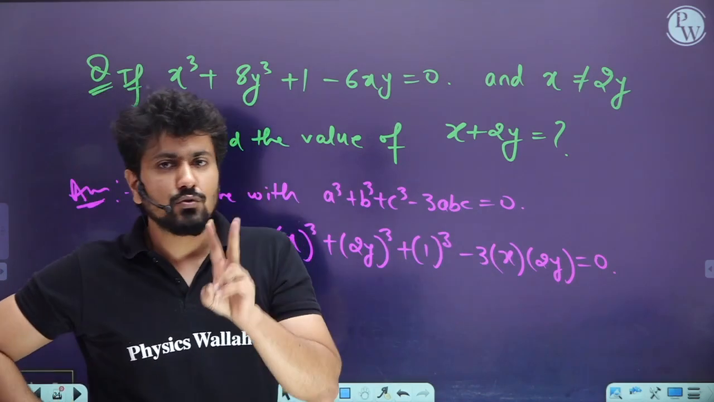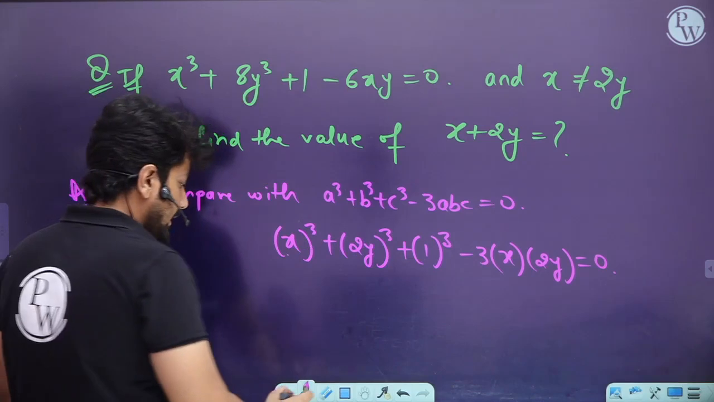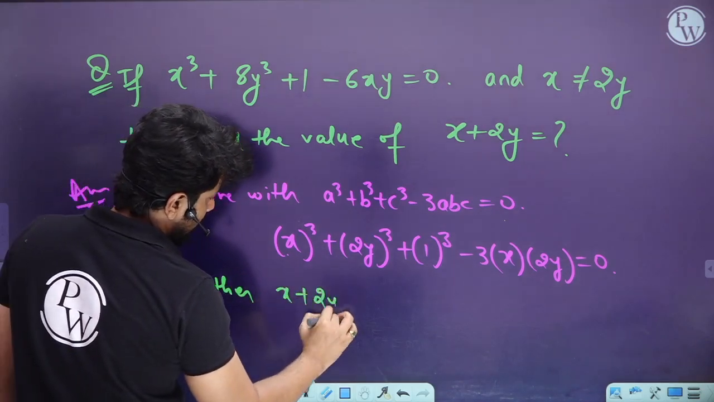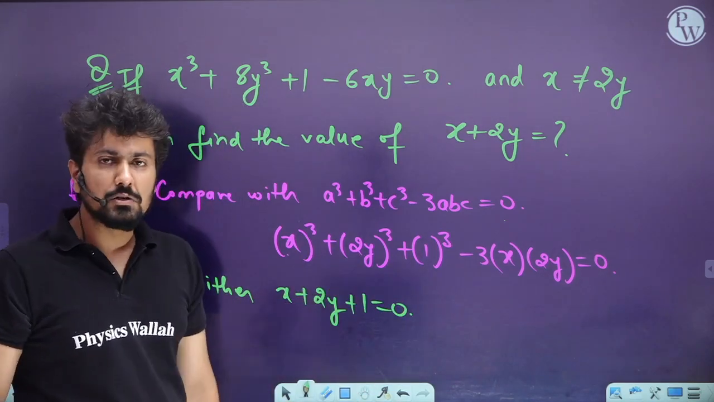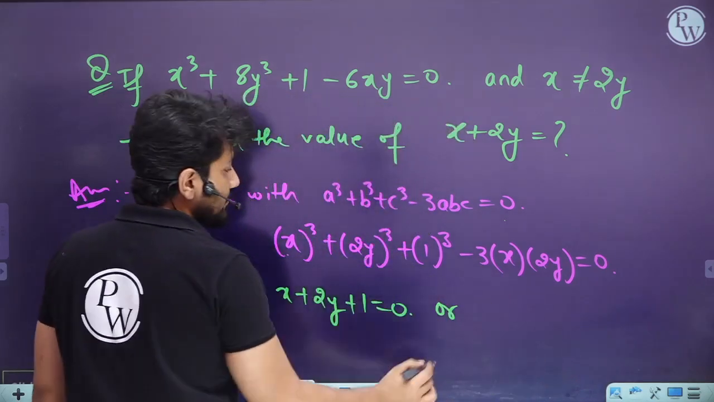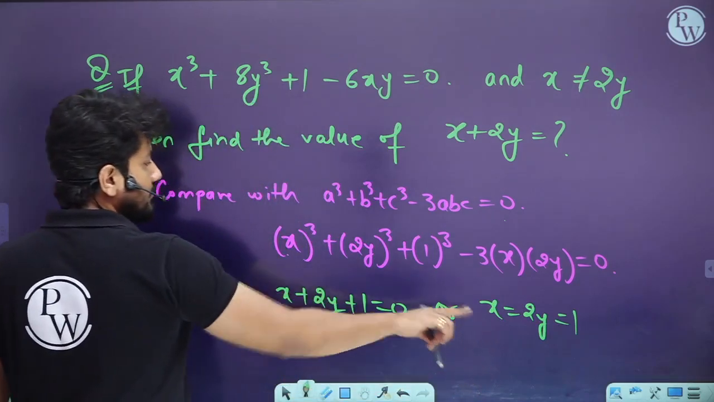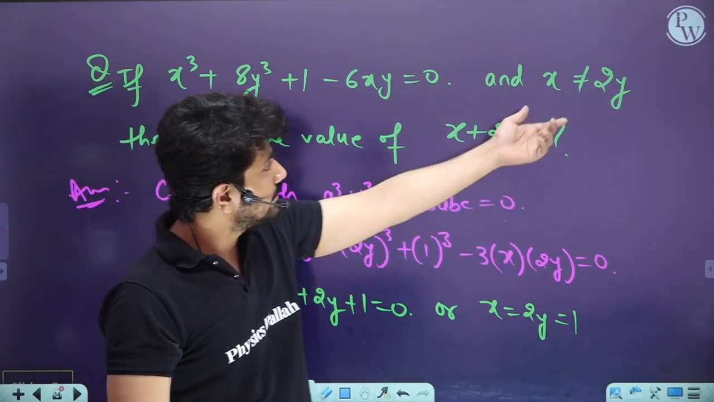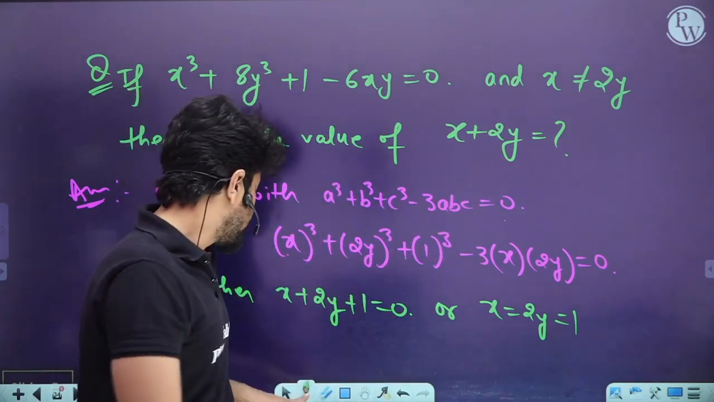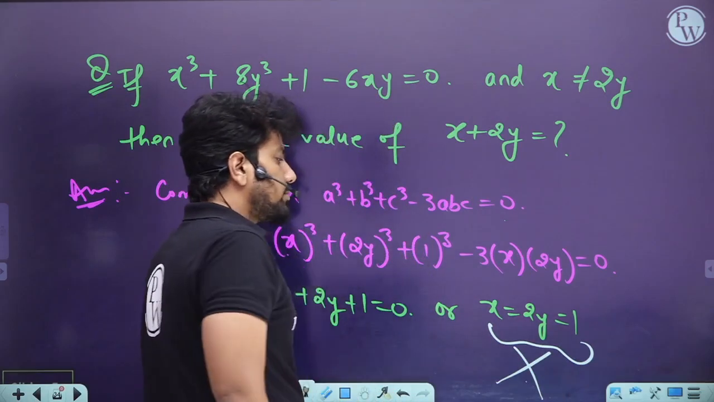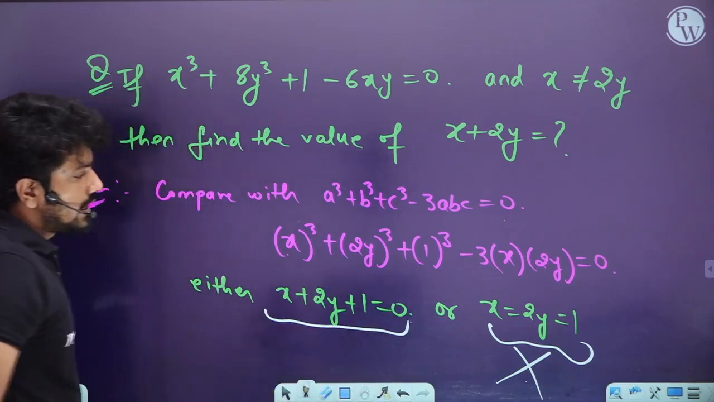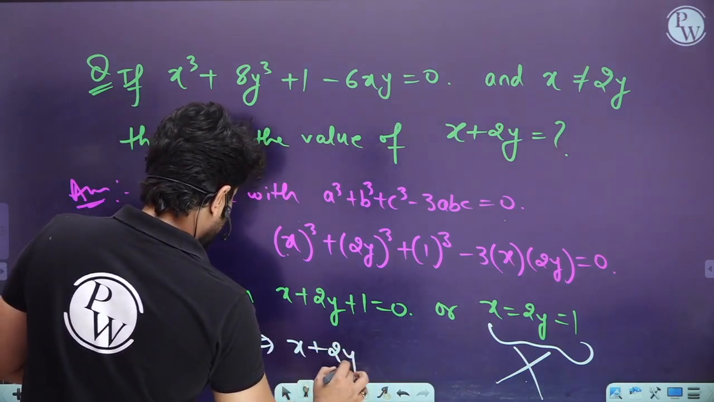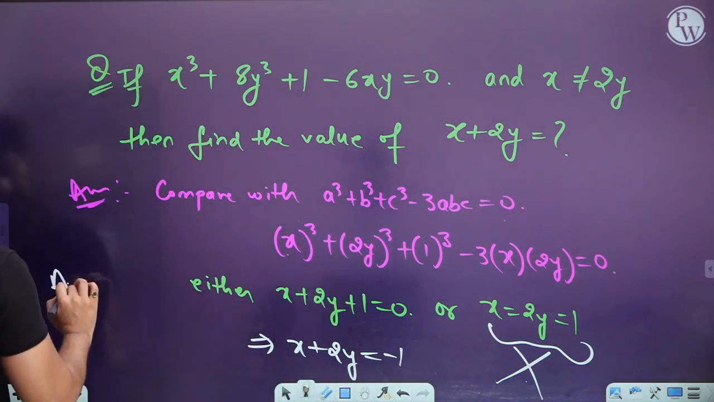So if this is equal to 0, we have two conclusions: either a plus b plus c is 0, that is x plus 2y plus 1 is equal to 0, or a is equal to b is equal to c, that is x is equal to 2y is equal to 1. It is already given in the question that x is not equal to 2y, so we are going to reject this case. This is the case we are going to follow. Are we getting the value of x plus 2y from this case? Yes. So x plus 2y is equal to minus 1. Our answer for this question is minus 1.